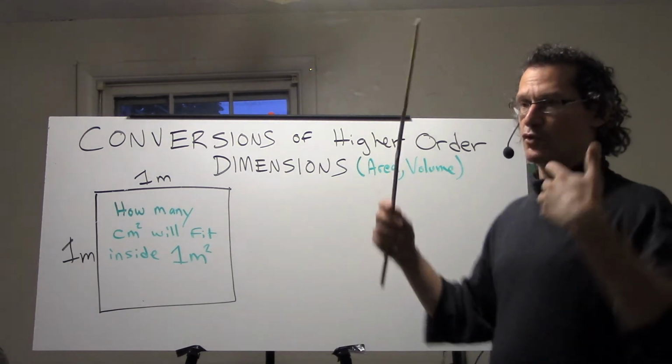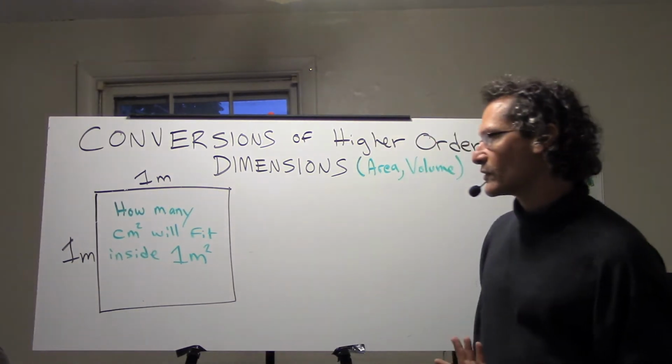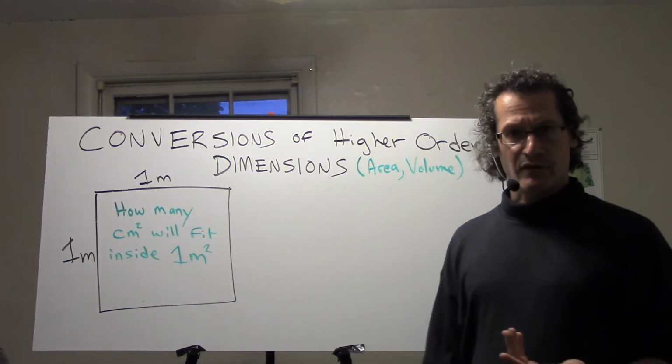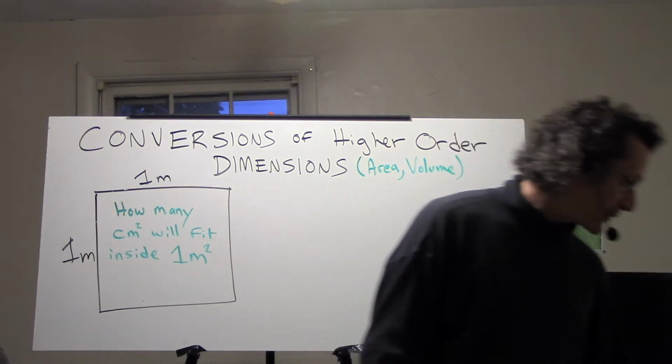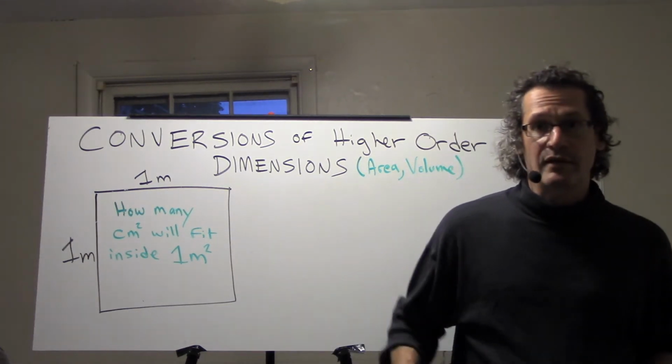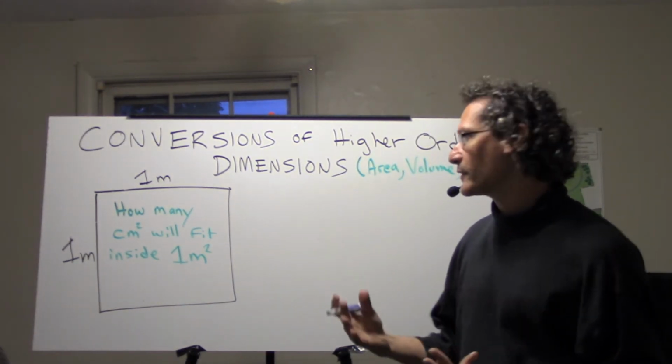And the answer isn't quite obvious. We want to go through the process. It's not just a direct conversion of, oh, it's got to be 100 because there are 100 centimeters in 1 meter. It's really not that. So let's go ahead and actually do it using our train tracks and dimensional analysis techniques.